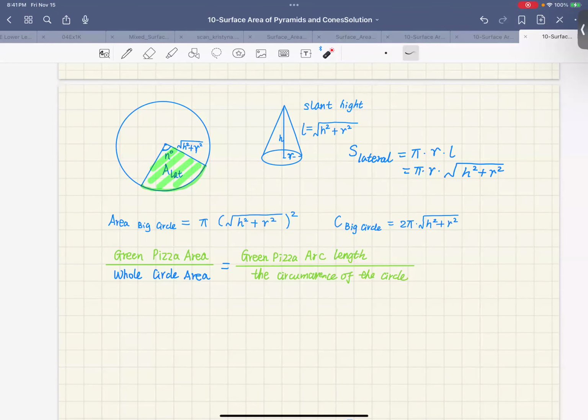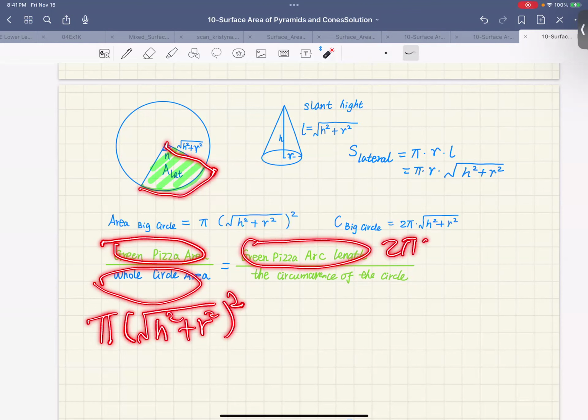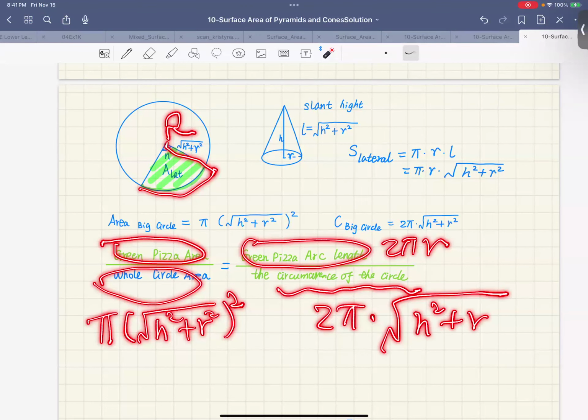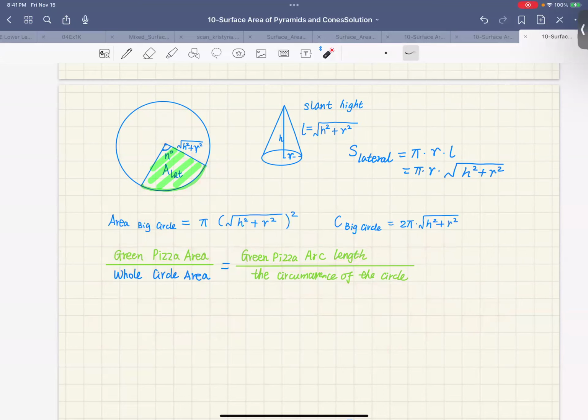Is this too hard? Do you guys need more hint? You are looking for this piece. The whole circle area is pi times this radius squared. This one is that, which is 2 pi r. This bottom is 2 pi times this big R, which is the square root of h squared plus r squared. This equal, you can solve this green one. Go. You finish, you send me.